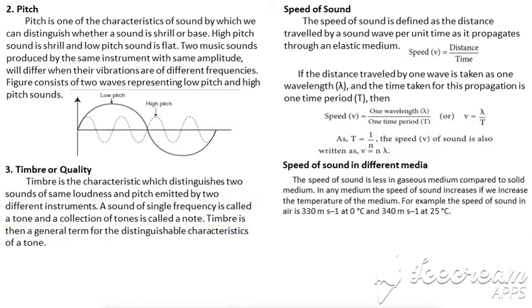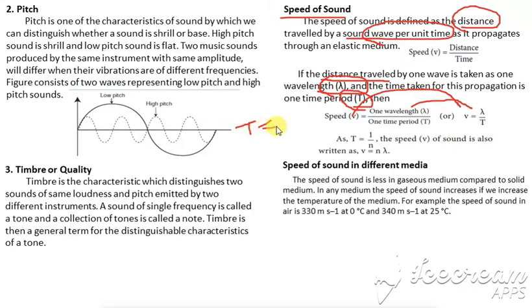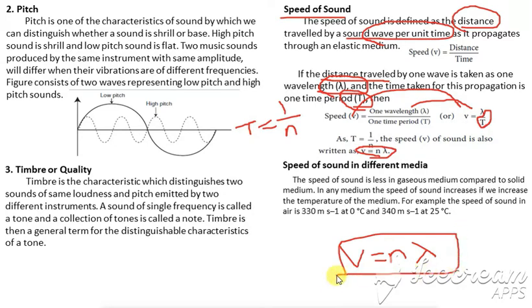Yes, clear. Then next we have the speed of sound. The speed of sound is defined as the distance divided by the time. Okay, so speed v is equal to distance divided by time taken. So if distance traveled is taken as lambda and the time period is T, then the speed v is equal to lambda divided by T. Here, the time period is the reciprocal of the frequency, so T is equal to 1 by n. So instead of T we write 1 by n, and we get v is equal to n lambda. So this is the relation between v and lambda. What is it? v is equal to n into lambda.